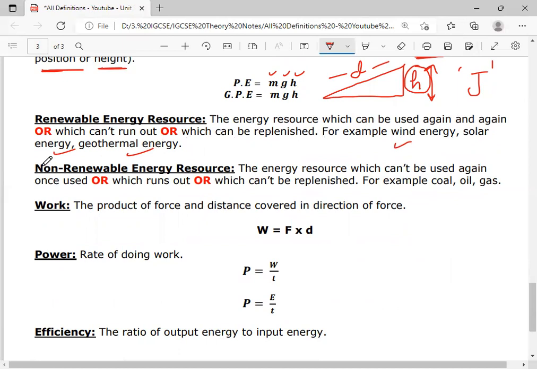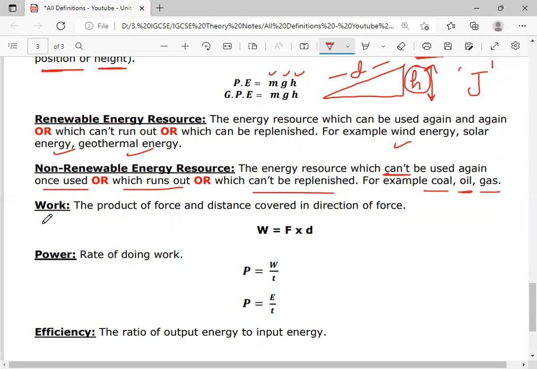Then here comes the definition of non-renewable energy resources. The energy resources which cannot be used again once used. So once they are used, they cannot be reused, or the energy resources which run out, which cannot be replenished. For example, energy obtained from coal, oil, or gas are the sources of non-renewable energy resources.